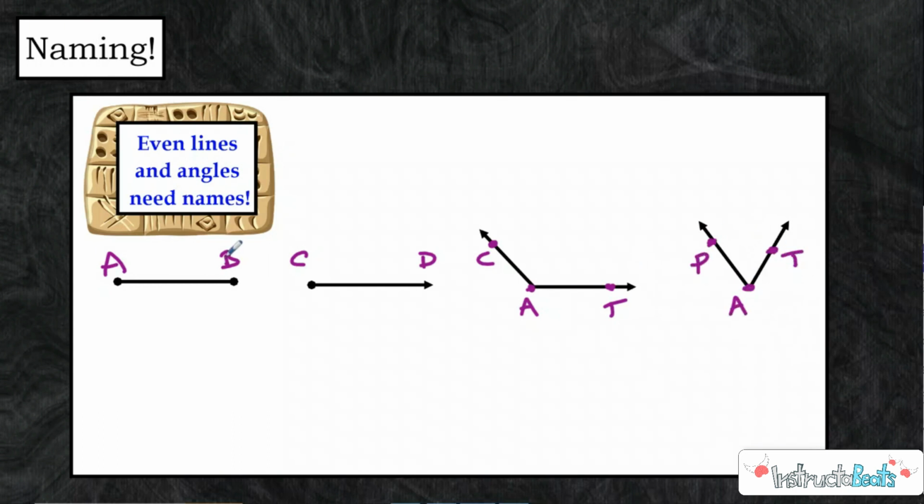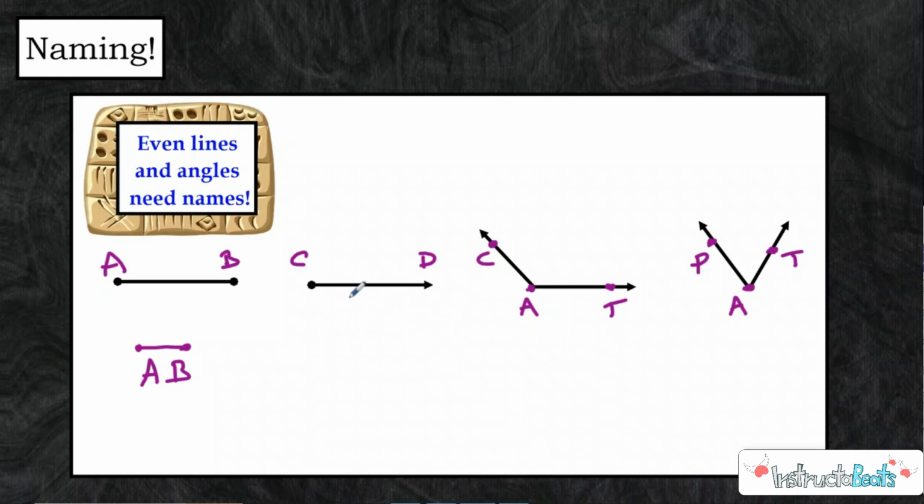So let's start with the line segment. The way you would name a line segment is you're going to use the letters that are located on it, okay? And so you're just going to, this is line segment AB. But up above it, you need to make sure that you put a line segment symbol. And that's how you name it.